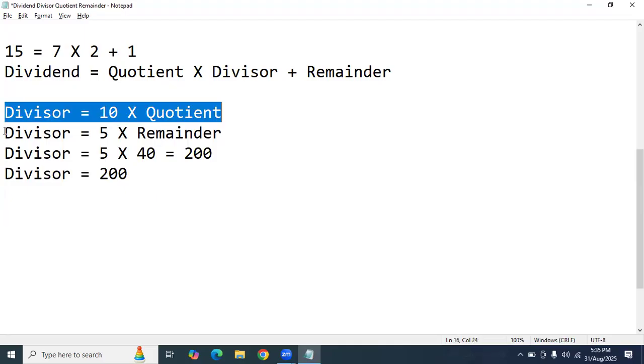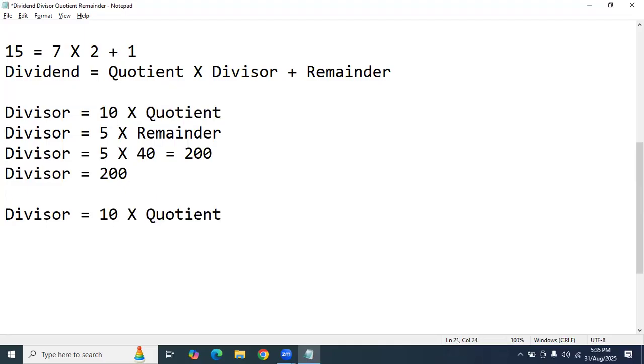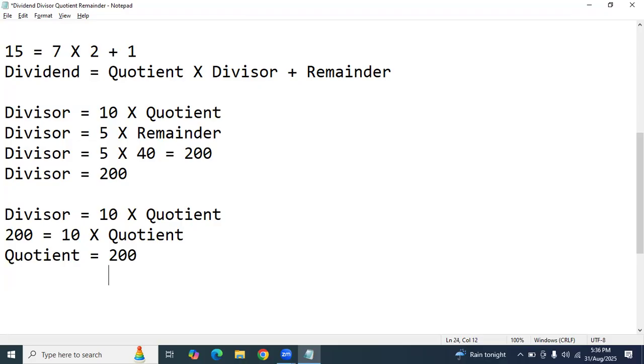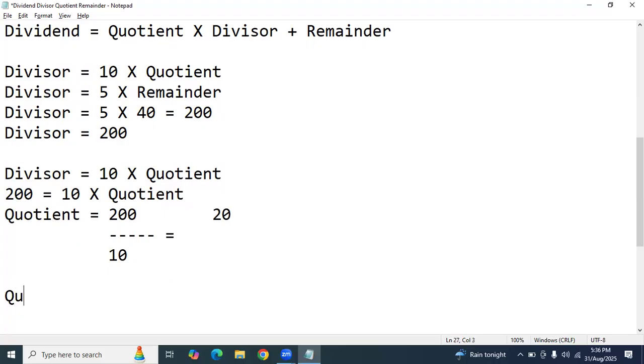Divisor equals 10 into quotient. Now we got the divisor as 200. So 10 into quotient becomes 200. When we move 10 to the other side, it becomes division. So basically 200 divided by 10, that becomes 20. So we got the quotient as 20.